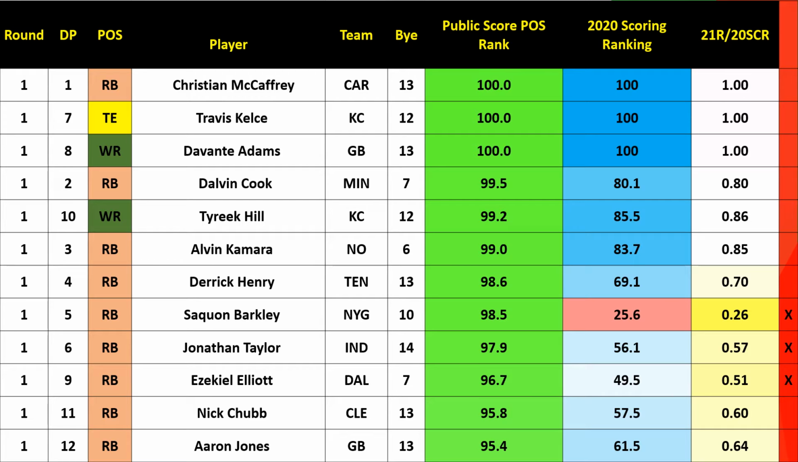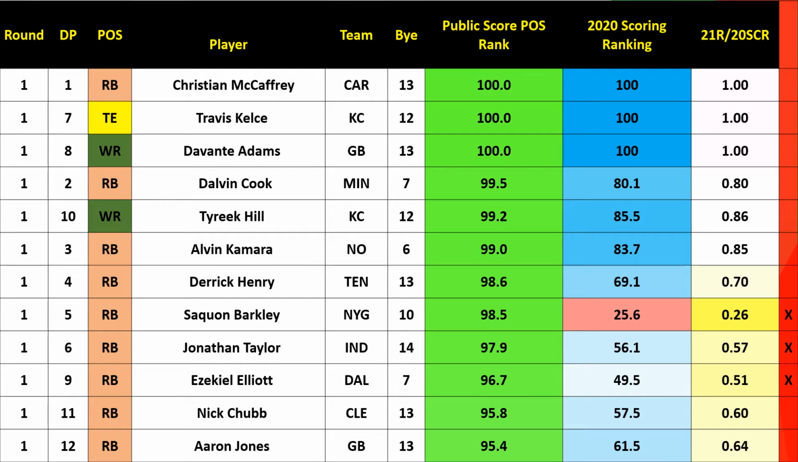And this is round one. What I've done here is the draft position, where you either get 1 to 12, the position drafted by ADP, the player, the team, the bye, the public score, positional rank. So what I have done is normalized all the different positions on a scale of 0 to 100 so that you can figure that out.